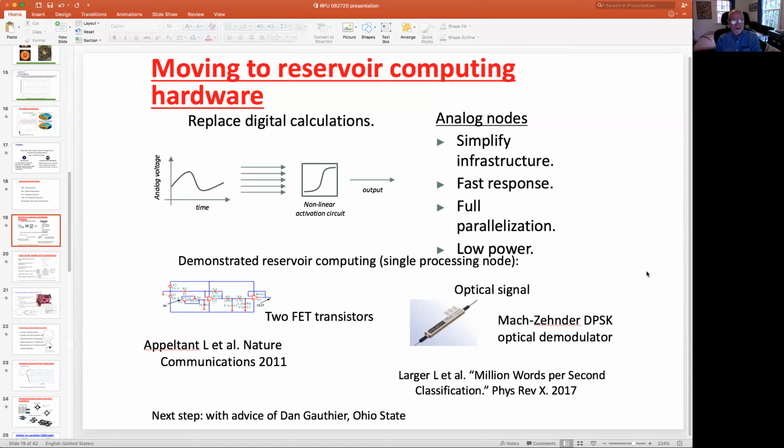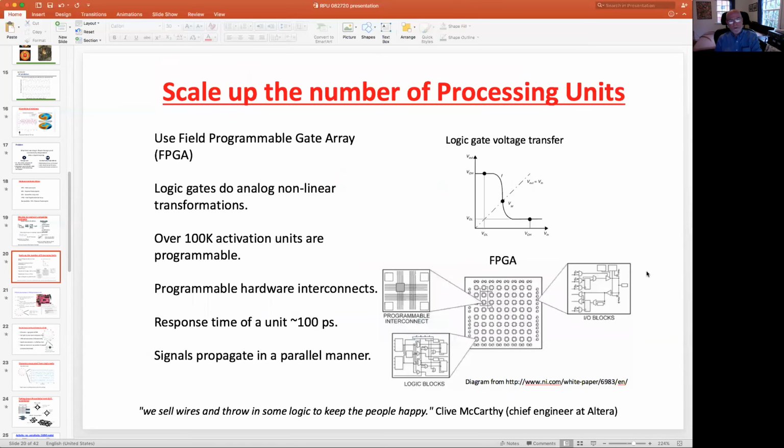So a wide variety of nonlinear systems can be used. And Dan Gauthier is also giving a talk at this workshop, and I recommend that you look at his talk, also on FPGA work. We've collaborated some, and I found his work very interesting and inspirational. And we went forward to look at how we could use logic gates as nonlinear elements in doing reservoir computing.